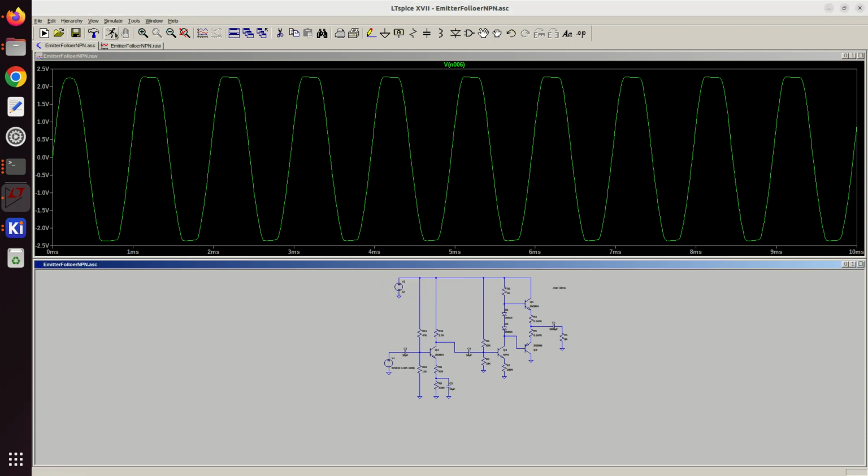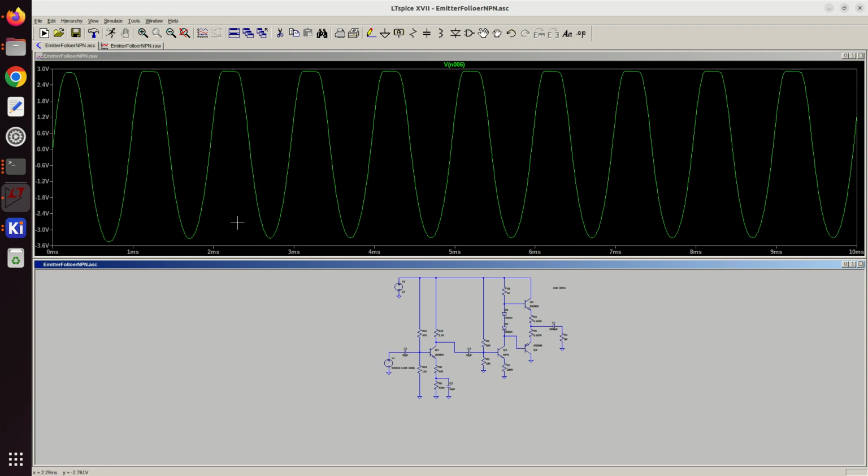So let's run that again. Yeah, you can see it's clipping at the top before clipping at the bottom, and that's a problem. Now, for this type of very low power amplifier, it probably doesn't matter, because you're not going to have huge swings of voltage here anyway.